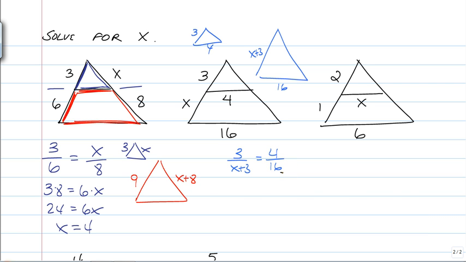Cross multiply, and you are going to end up with 4x plus 12 is equal to 48. So 4x is equal to 36. So x is equal to 9. And you are good to go. So you get to try the next one. Make sure you redraw. Or if you can redraw it in your head, that's fine. Just make sure you set up the correct ratio.